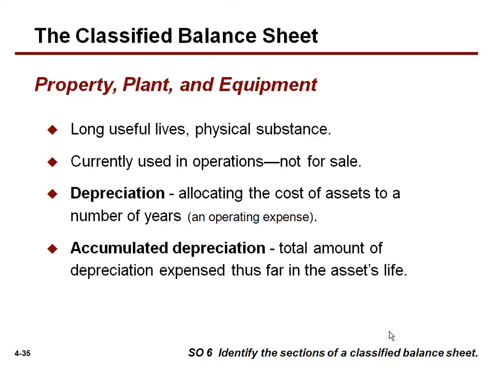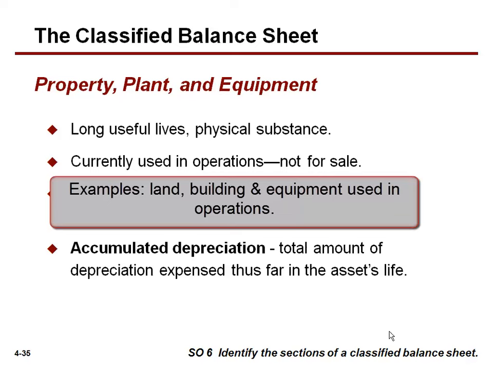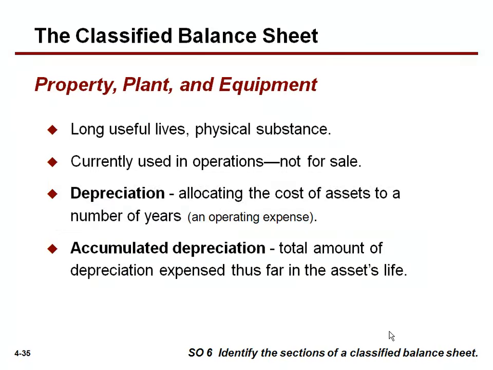Property, plant, and equipment. These are assets that have long useful lives, physical substance. They're used in operations. They're not for sale. It's not inventory bought for resale, but items such as land, building, equipment that's actually used in the operation of a business. This grouping itself are the primary productive assets of a business. We'll learn later in another chapter, sometimes they're called fixed assets.